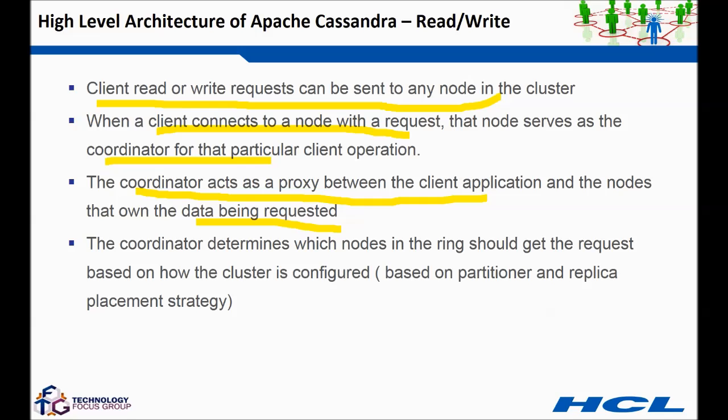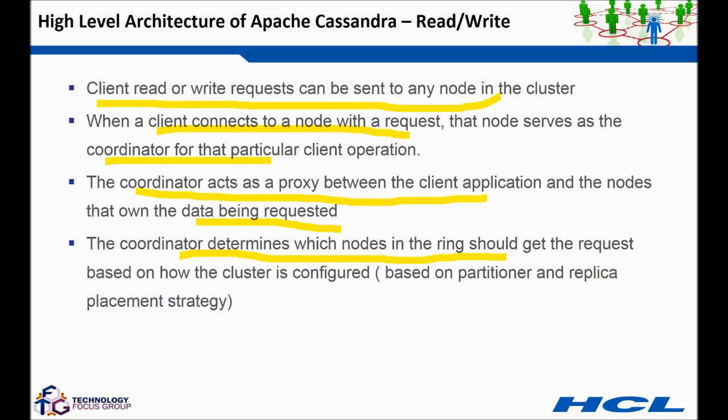So when you, as a client, make a request to Cassandra saying I need this particular piece of data, it may happen that that piece of data is lying somewhere else in the cluster. So whatever node you are connected to will act as a coordinator node, and it will determine which node is having that piece of data which you have requested. So it will actually act as a proxy between your application and the data being requested.